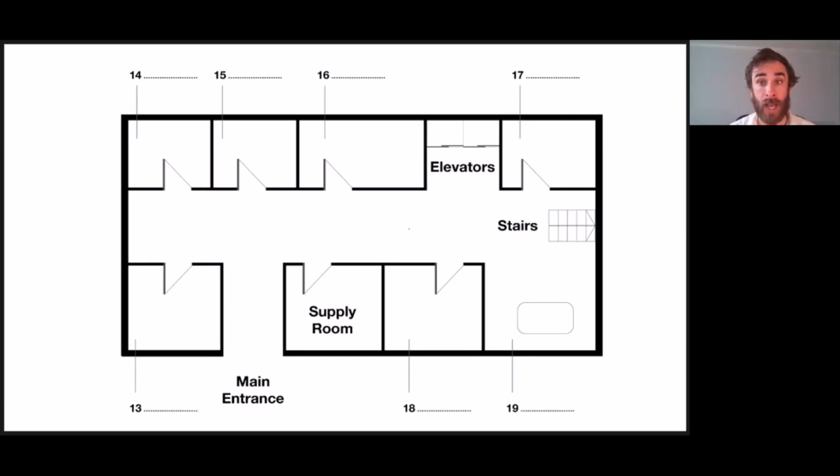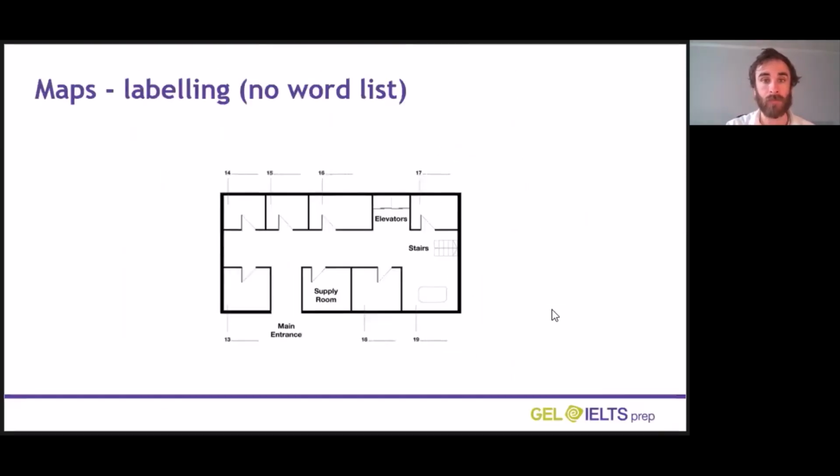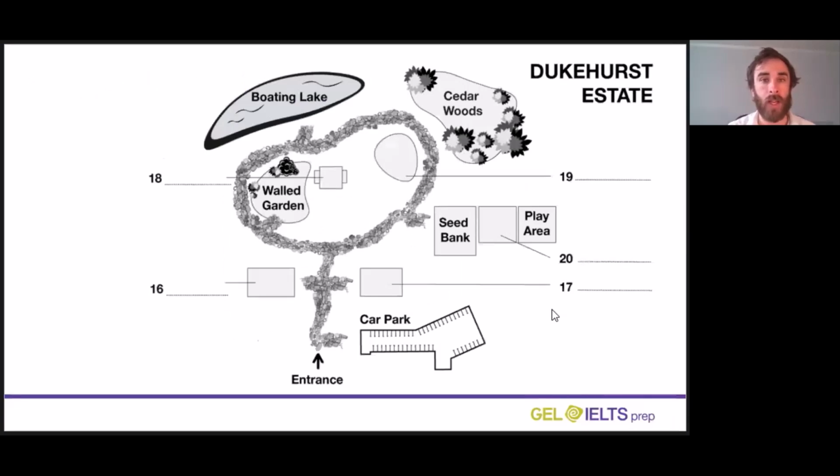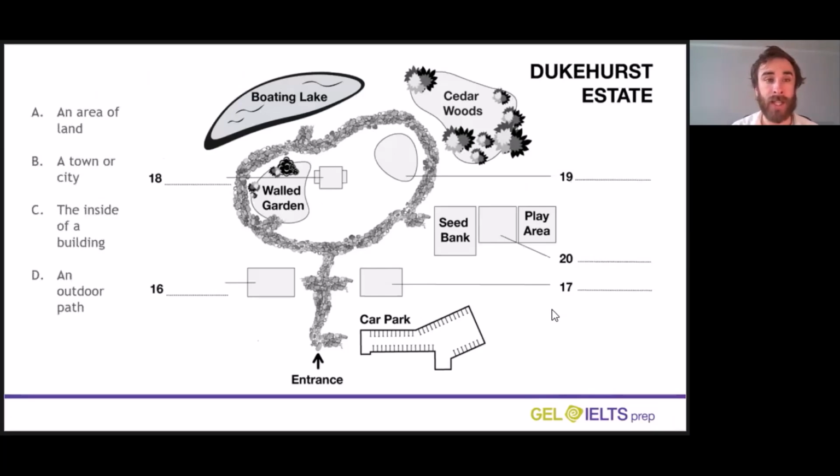Now we're going to look at another example. Here we can see a new map. Just like before, let's identify what type of map this is. Is it A, an area of land, B, a town or city, C, the inside of a building, or D, an outdoor path? Look at the next question below this video and choose the correct option.